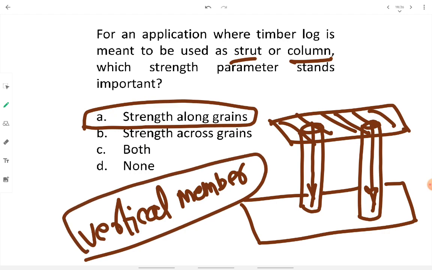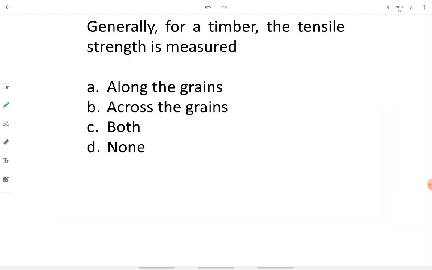Okay, strength across the grain is not that much, which is why it will not be useful when we are going to use the timber as a vertical member in construction. All right, let's go to the next question. Generally, for a timber, the tensile strength is measured. We just saw compressive, now we are talking about tensile strength. Along the grain, across the grain, both, or none?